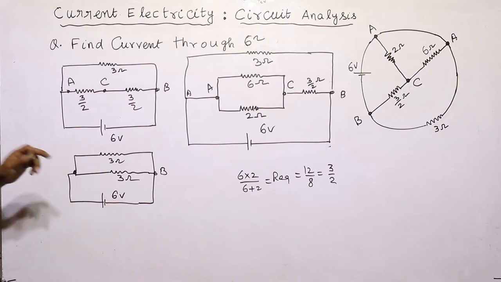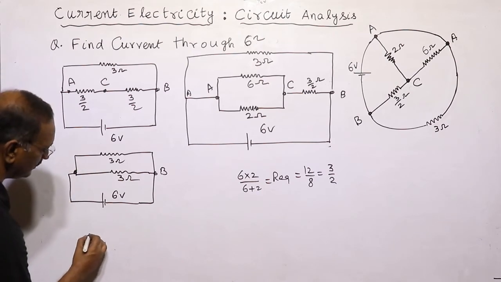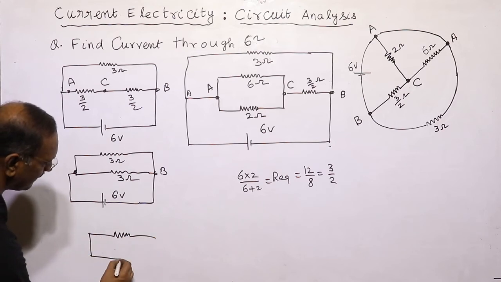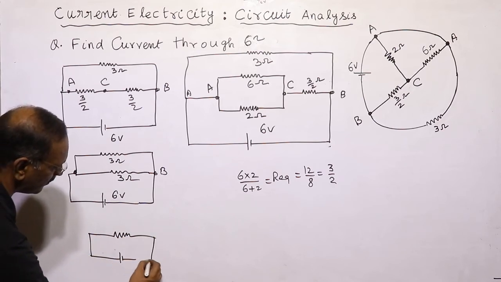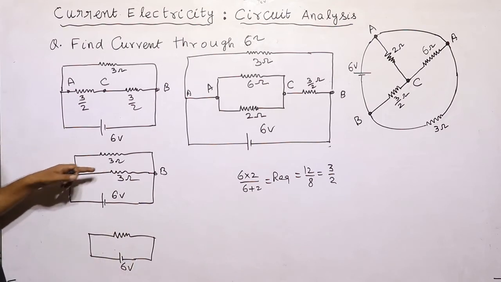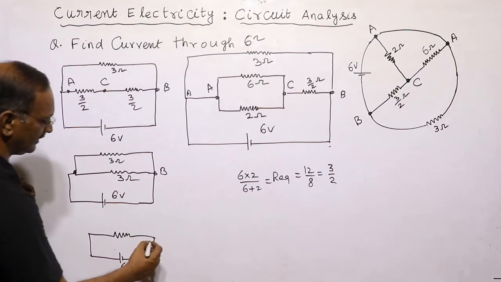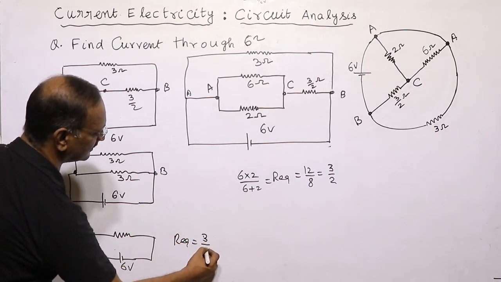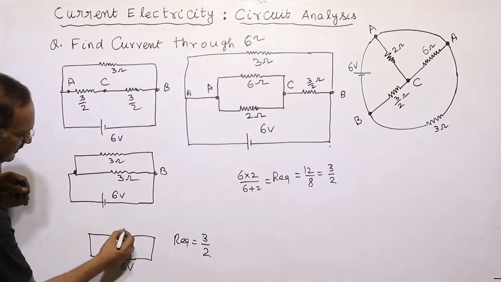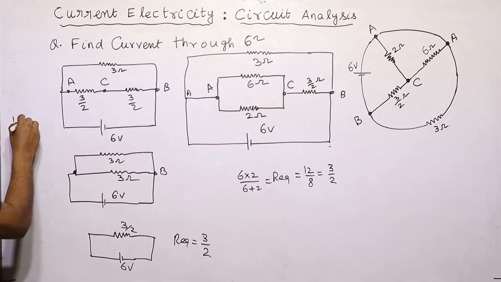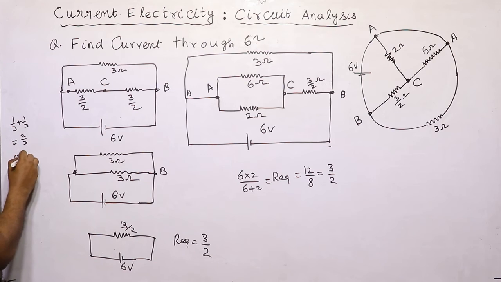These both are in parallel. So R equivalent is equal to, what is R equivalent? 3 into 3 divided by 3 plus 3, that is 3 by 2. You can calculate this: 1 by 3 plus 1 by 3 is equal to 2 by 3, and R equivalent is equal to 3 by 2.